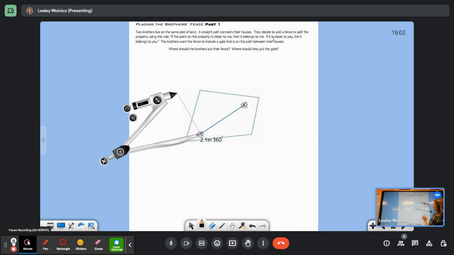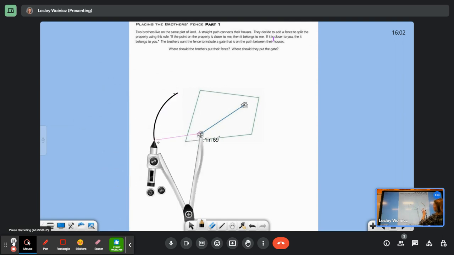So let's experiment by doing some arcs with the compass. I've got my compass set. It's a little bit more than halfway. And I'm just going to start. Ooh, that was huge. I don't want it that big. I just want it to stop. Okay, I don't know what was happening.